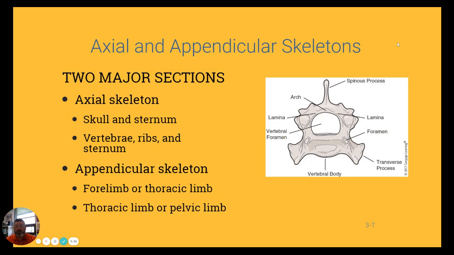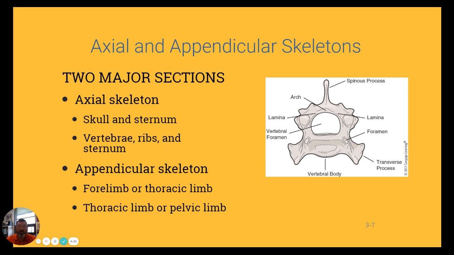We also need to look at the axial and appendicular skeletons. So two major sections when we talk about this part. The axial skeleton, which is the skull, sternum, vertebrae, ribs, and so forth, and the appendicular skeleton, which is the forelimbs, the thoracic limb, and the pelvic limb.